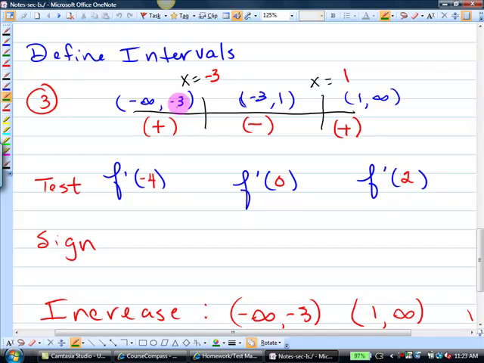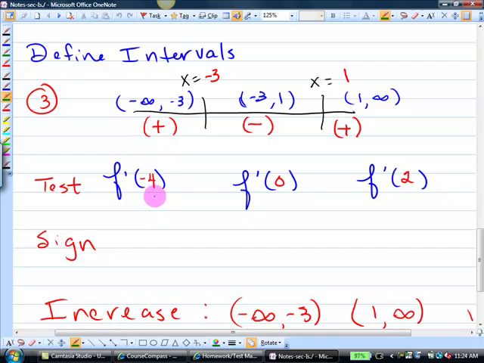So I picked -4 because that's on this side. Between -3 and 1, I picked 0. Always pick 0 if it's in the interval because it's easy to plug in. Over here, I picked something greater than 1. I picked 2. And remind yourself that you are testing the first derivative. So I write f prime, f prime, f prime.